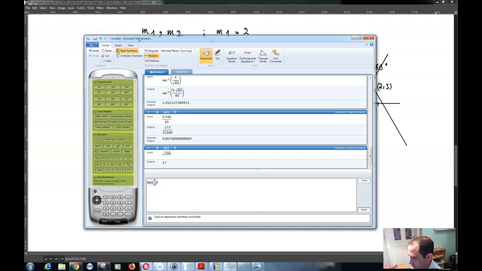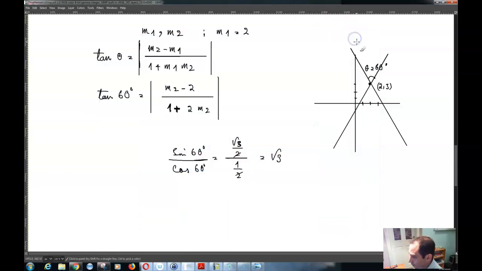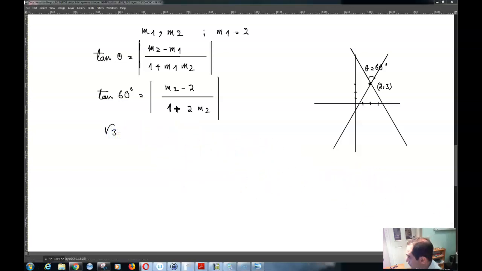Pi by 3. Square root of 3. That's right. Okay, so this is then equal to square root of 3. This is equal to square root of 3 is equal to basically the absolute value of m2 minus 2 over 1 plus 2 times m2, and so now you need to solve for m2 in this absolute value equation.